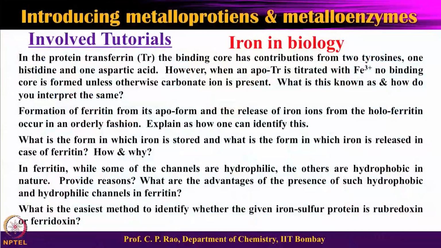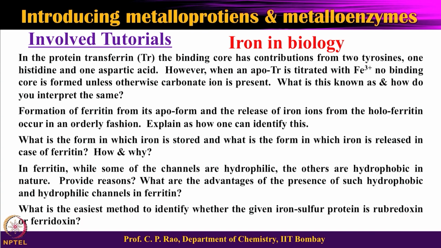Okay, let us look at this particular query. Transferrin is a protein. The binding core has contribution from 2 tyrosines, 1 histidine and 1 aspartic acid. So, this is a primary coordination core. However, when an apotransferrin is titrated with iron 2 plus, no binding core is formed unless the carbonate ion is present. So, what is this and how does one interpret this?